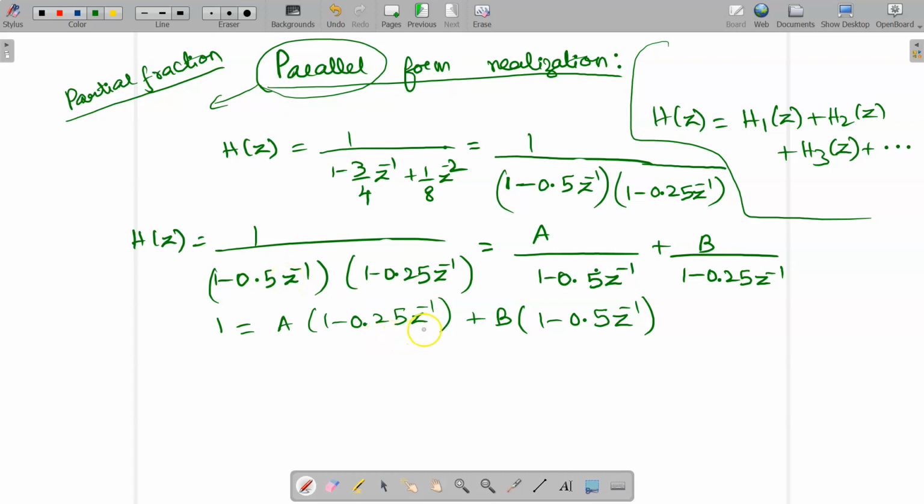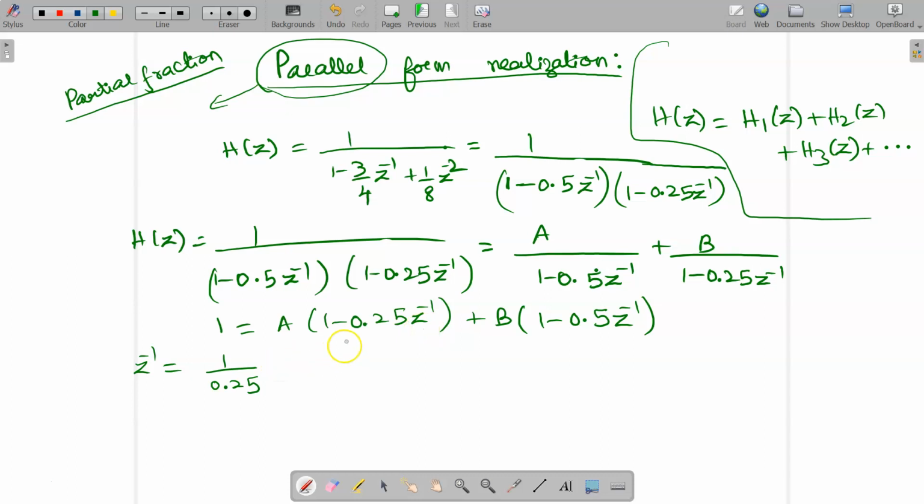Substitute your z inverse such that one term gets cancelled, so that the other term we can find out. Since we have 0.25, we can substitute z inverse as 1 by 0.25. So what happens? 1 by 0.25 means 0.25 gets cancelled, 1 minus 1 becomes 0. So this whole term becomes 0. Like that you can do.